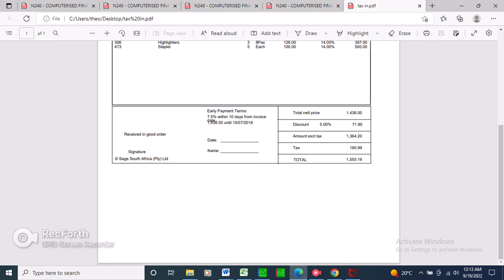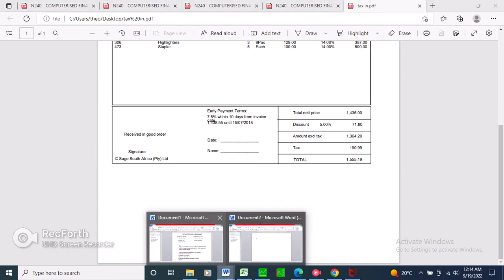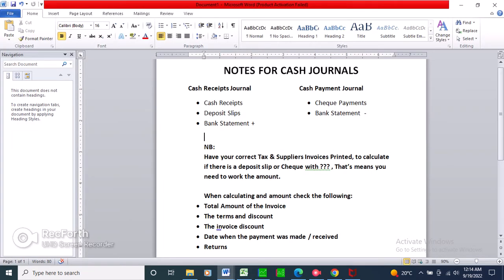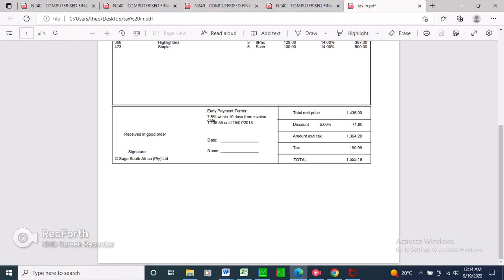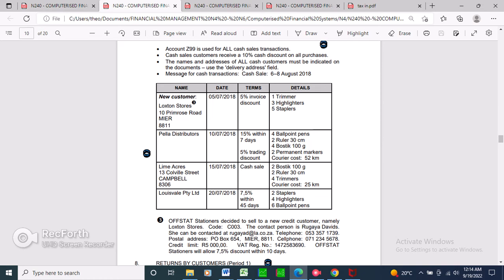Number 3, the invoice discount. Do not be confused, guys. The tax invoices I have on the screen are for this information. This is your invoice discount. This is your trade discount, your terms and discount. When calculating, this terms discount applies only if the payment was made within 10 days. Then we're going to add this 7% discount. But if this Livingston store didn't pay within 10 days, you don't have to include this discount, the 7.5% discount.